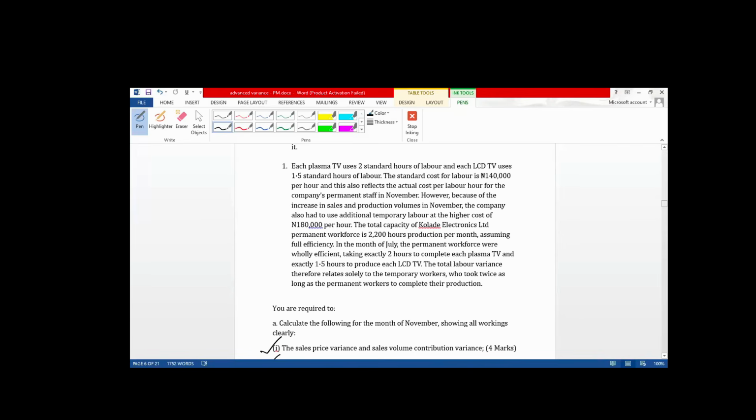We have to bring in temporary workers in November. They are not our permanent staff. What you call contract staff, temporarily. We need to hire temporary staff at the higher cost of 180. Our temporary staff, instead of paying them 140,000 naira per hour, we pay them 180. That is the actual rate paid to the temporary staff, 180.